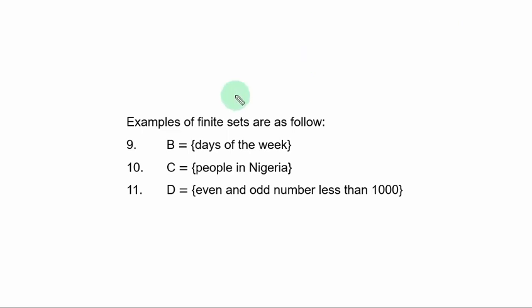Examples of finite sets are as follow. Example 9, you have set B, days of the week. They are countable. Set C, people in Nigeria. They are countable. Set D, that is example 11, even and odd numbers less than 1,000. They are also countable. So all these examples are finite sets.